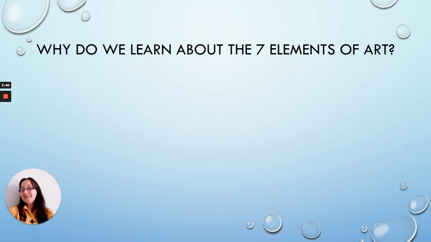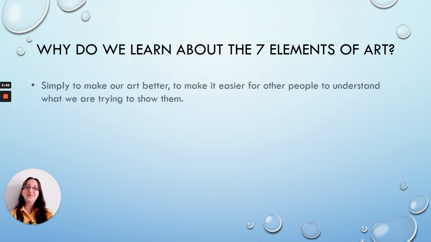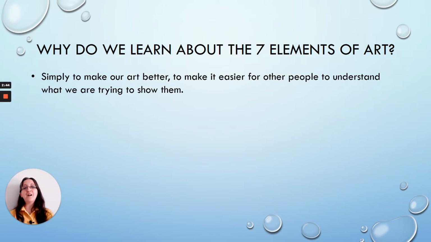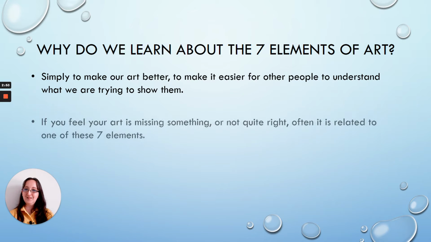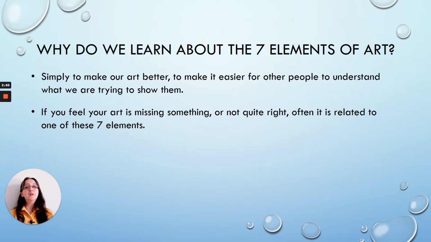Why do we learn about the 7 elements of art? Simply to make our art better, to make it easier for other people to understand what we are trying to show them. If you feel your art is missing something or not quite right, it is often related to one of these 7 elements.